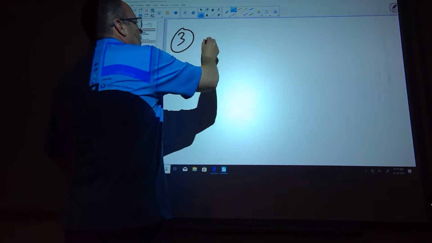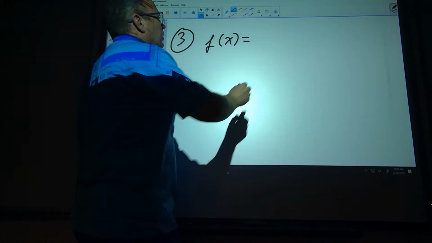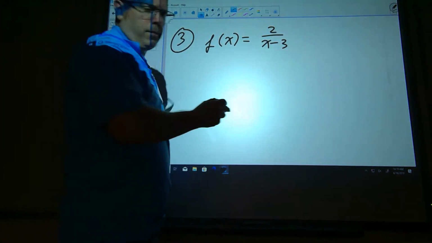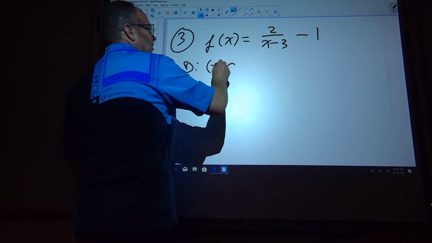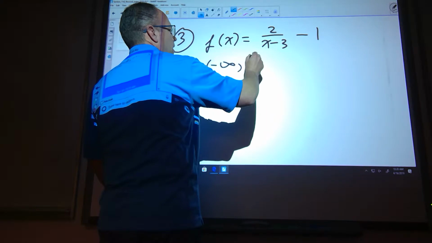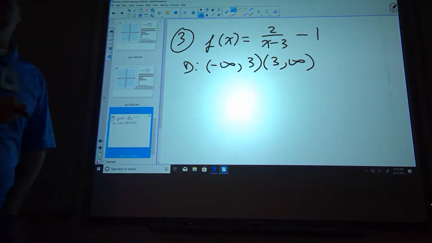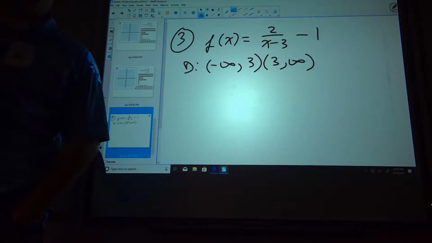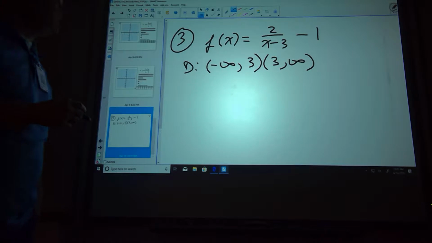We have f of x is equal to 2 over x minus 3, and then minus 1. So it asks for the domain. So the domain of this is going to go negative infinity to 3, 3 to infinity. Is that okay so far? That just means we don't include 3. A square bracket means you include it. So you won't want to include it. Okay, yeah.